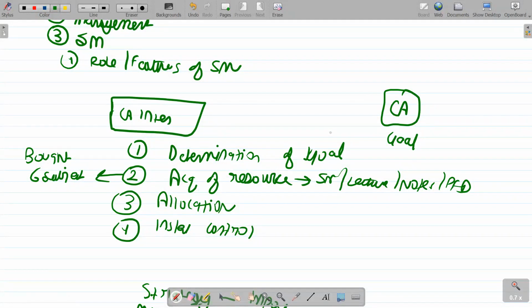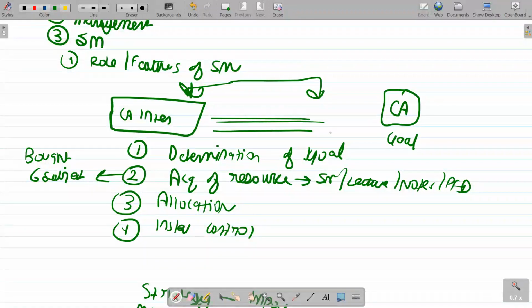So where were we? We were seeing role and features of strategic management. In role and features of strategic management, we have seen four steps. First, you have to determine your goal. Once your goal is determined, you have to start acquiring resources. Once you have acquired resources, you have to allocate the resources. And once everything is done, you have to install a control system to check whether I am on the right path or not. I hope this is clear.